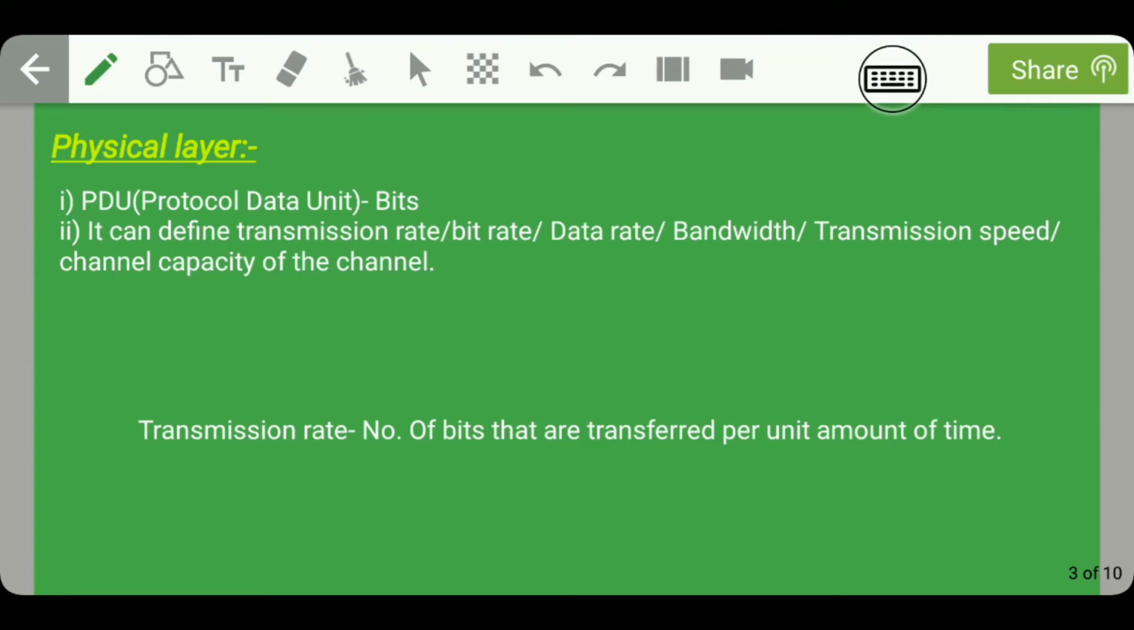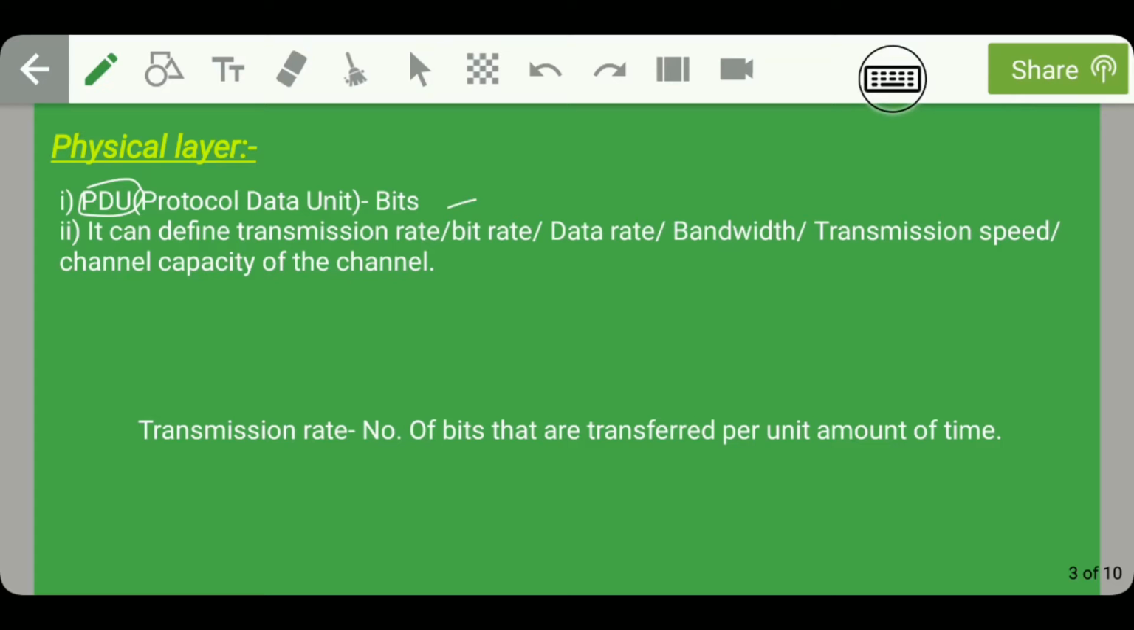Guys, talking about the physical layer, which type of data does the physical layer of the OSI reference model support? It supports bits. So we can say that the protocol data unit, that is the PDU, in the physical layer is bits. This PDU here implies the data transmission supported by the physical layer. Either we write PDU or we write data transmission supported, both mean the same. So the data transmission supported by the physical layer is bits.